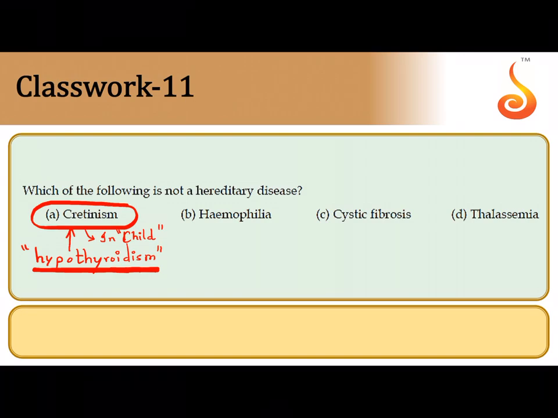So if they ask you hypothyroidism in a child, it is referred to as cretinism. Cretinism means stunted growth. There is stunted growth, abnormal skin, deaf mutism, mental retardation, and pigmentation also is altered, that's why it's called abnormal skin. So these are the symptoms of cretinism, which is not a genetic disease, but is due to low secretion or hypothyroidism of thyroid hormones, in a child that is born to a mother who during pregnancy had hypothyroidism.